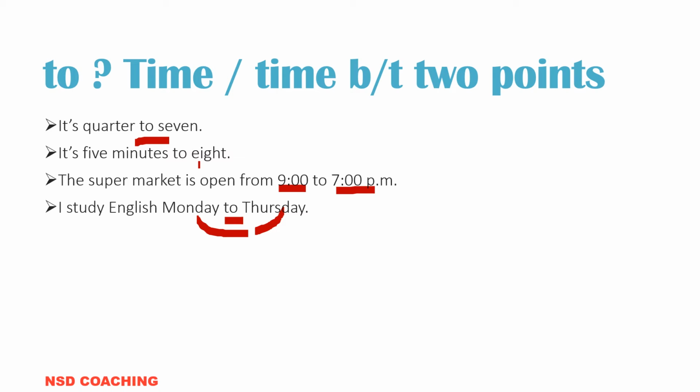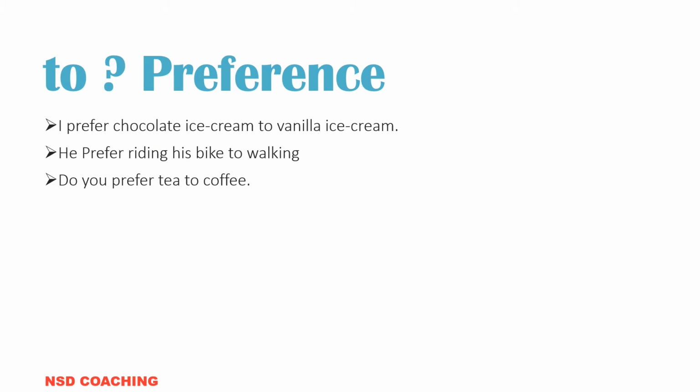Now if there are two things and you like one of those things a little more than the other, you prefer, right, then you can say "to" is used. Now "to" is used for preference, right? We use "to" to prefer one thing to another, right? For example, I've taken a few examples here. I prefer chocolate ice cream to vanilla ice cream.